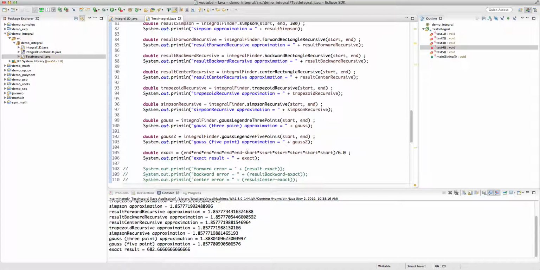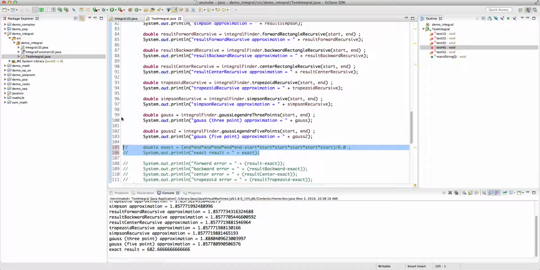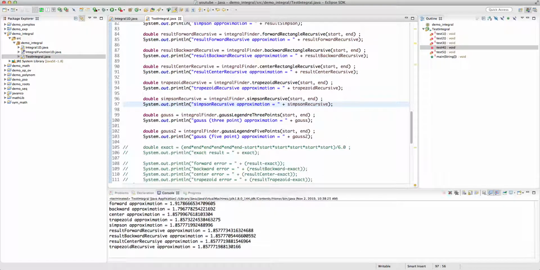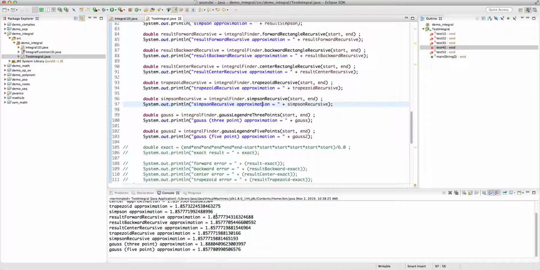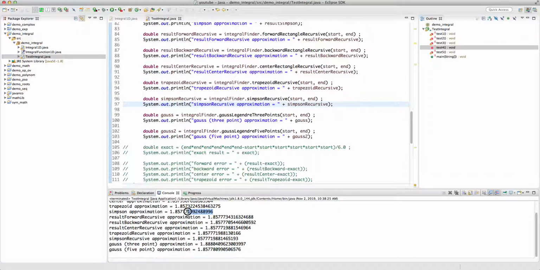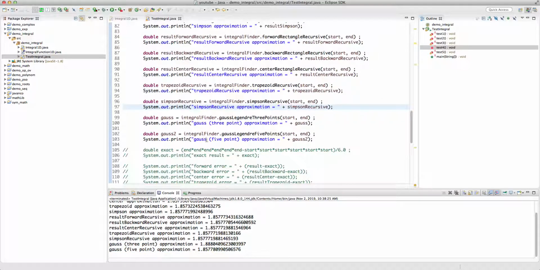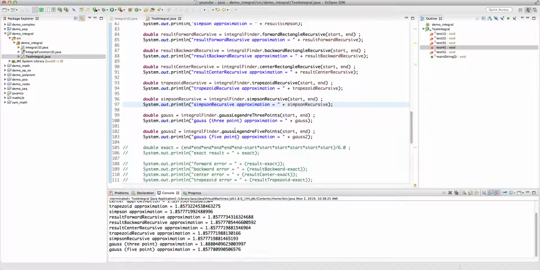The exact result is 1.85777, and for the 3-point quadrature, you see it starts to lose accuracy. It's 1.888, which we know that the exact result is 1.8577. So we have quite some error here. The 5-point quadrature turns out to be very close to the exact result, 1.85778.